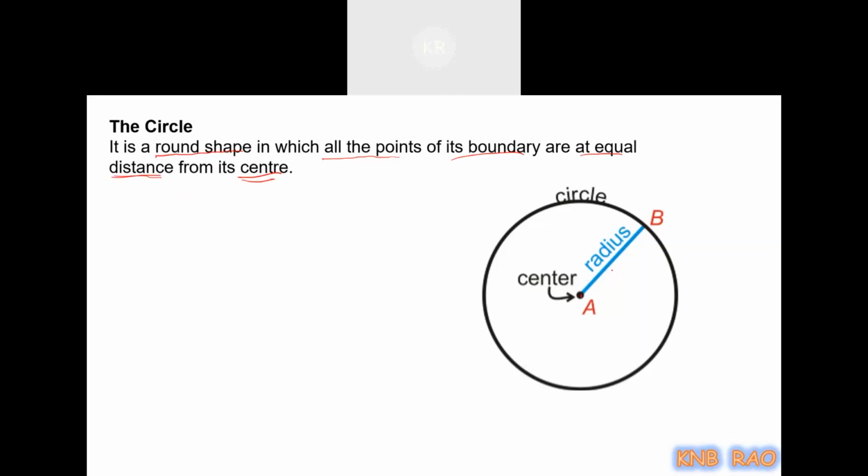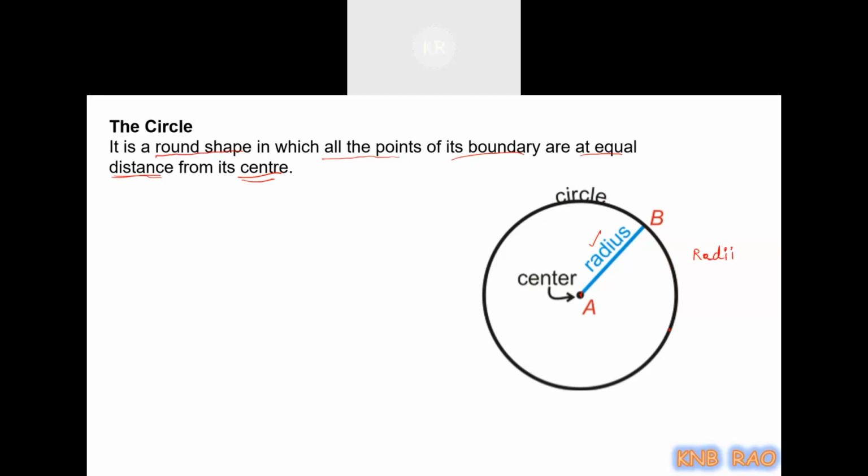Okay, and here the fixed point is called center, and the fixed distance from that center to any point on the boundary is called radius, and the plural of radius is radii. R-A-D-I-I. So radii is a plural. Then radii of the same circle will be equal.